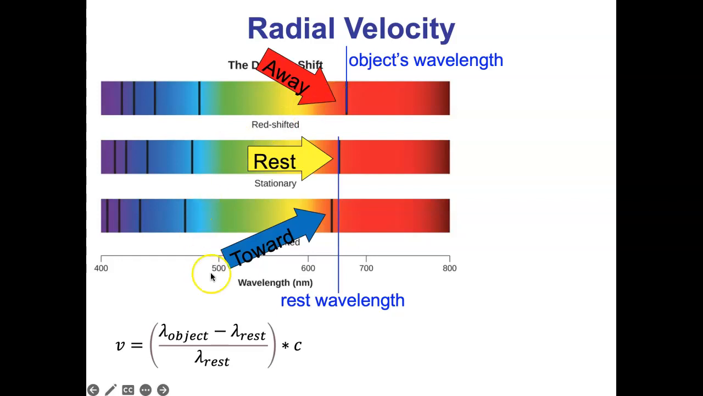So you take the wavelength of that line for the object that you're looking at, and then compare it to the wavelength of that line when the star is at rest, and that can give us the velocity, right? You take the object wavelength minus the rest wavelength divided by the rest wavelength times c, the speed of light. And that gives us the speed of the star, right?